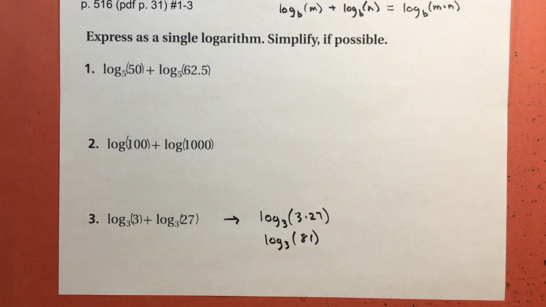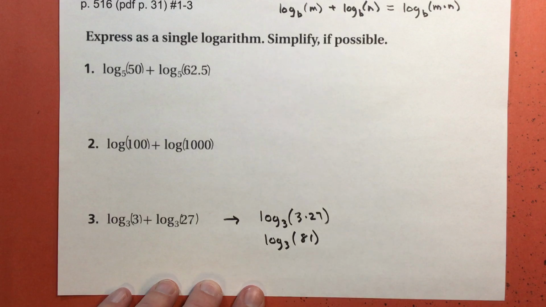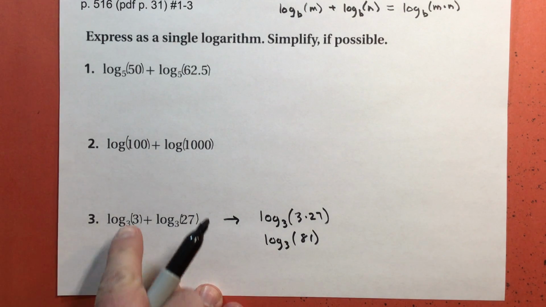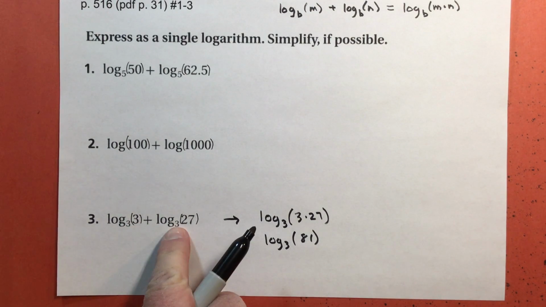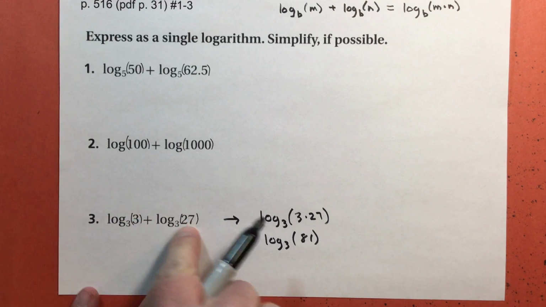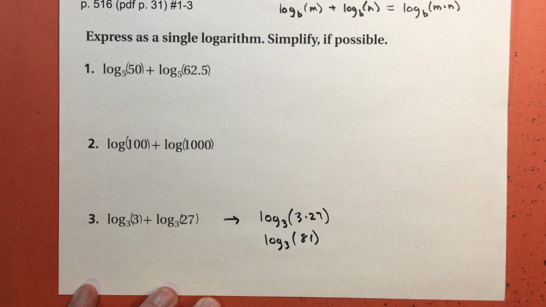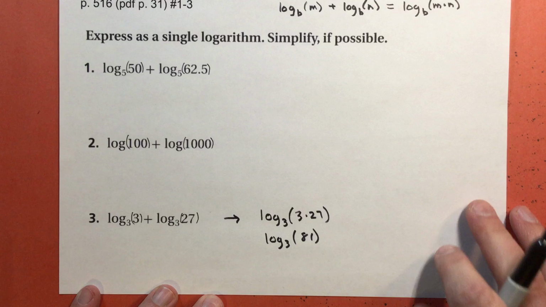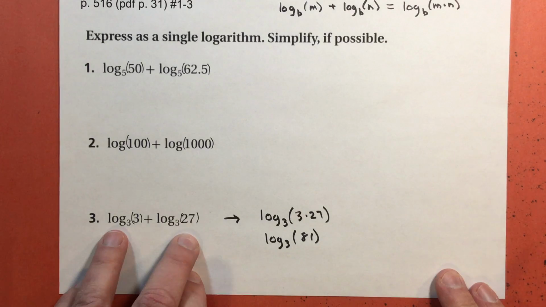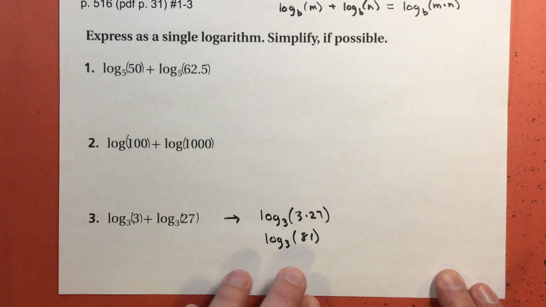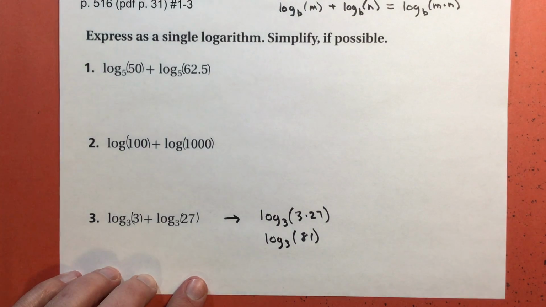Now here's the reason why I wanted to do this problem. Both 3 and 27 are powers of 3. So I could have simplified this without using the property. The purpose of the video and the purpose of the example is to practice the property. So I'm going to go back and do it a different way just to show you that we got the correct answer. That's all. But we want to practice, we want to learn the product property.